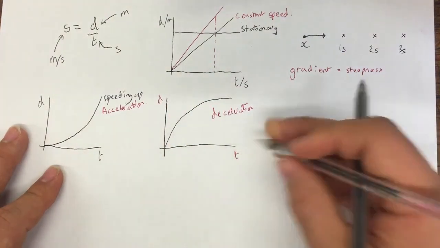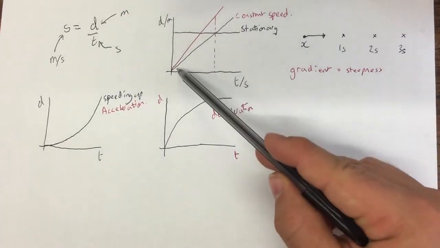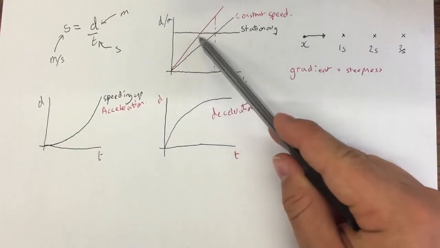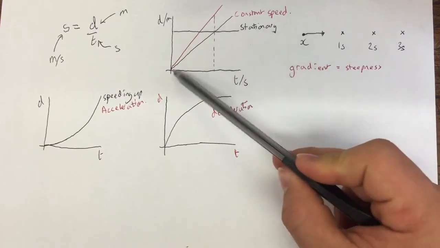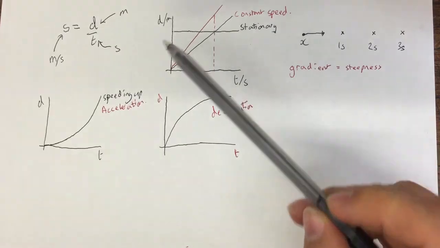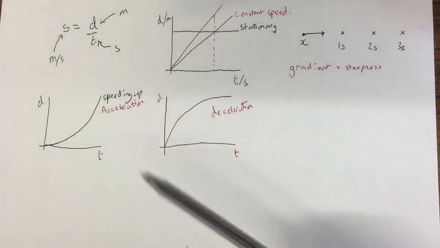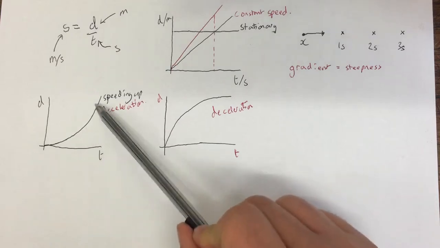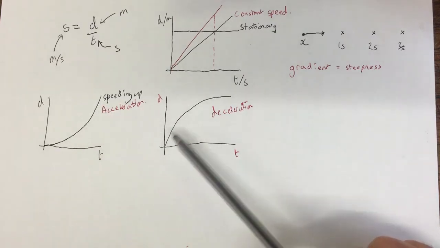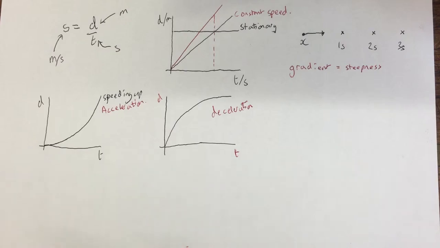So we have these basic shapes. We've got an object that is stationary, being a flat line, and a straight linear line being constant speed. Obviously the steeper the line, the steeper the gradient, the faster the speed. Then we have a curve upwards being acceleration, and a curve flattening out being deceleration.